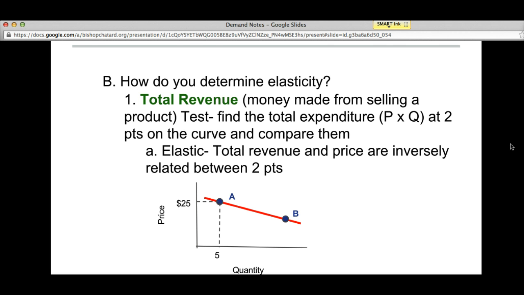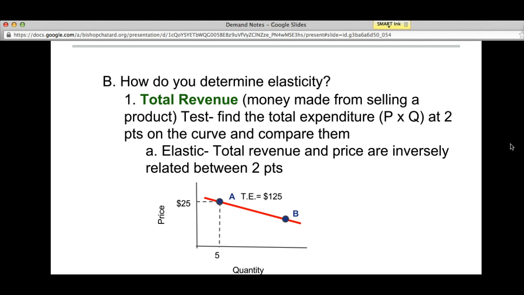Now, if I am finding the total revenue, I am multiplying price times quantity. So I'm taking 25 times 5, and what's our total revenue then? 125. 25 times 5 is 125. So by point A, I'm going to put total expenditure, TE. I'm sorry, it should be total revenue. I can keep doing this. TR is 125.